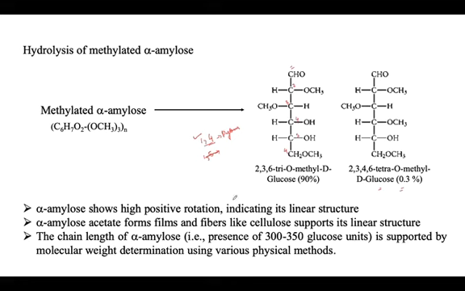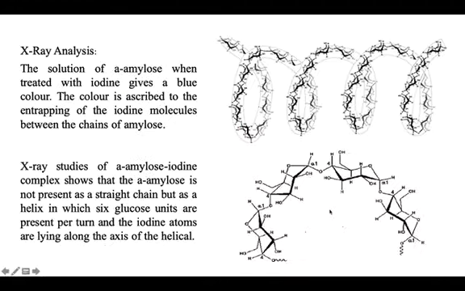It was confirmed because alpha amylose shows a high positive rotation, which is the character of linear structures. So it was confirmed that alpha amylose has a linear structure with a 1,4 linkage, they are alpha in nature, and glucose is the main constituent of these molecules.